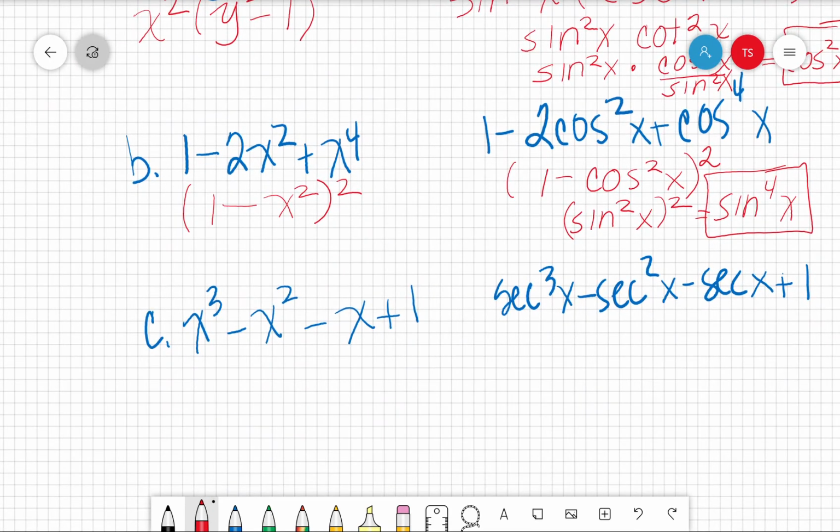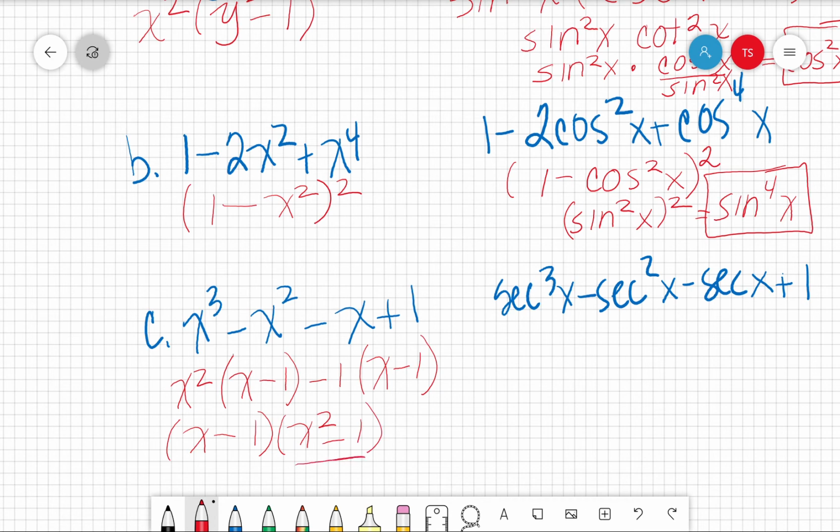And here we have 4 terms to factor by grouping. I can factor out x squared, and I'll have x minus 1. I can factor out a negative 1, and I have x minus 1. And so this gives me the expression x minus 1 times x squared minus 1.